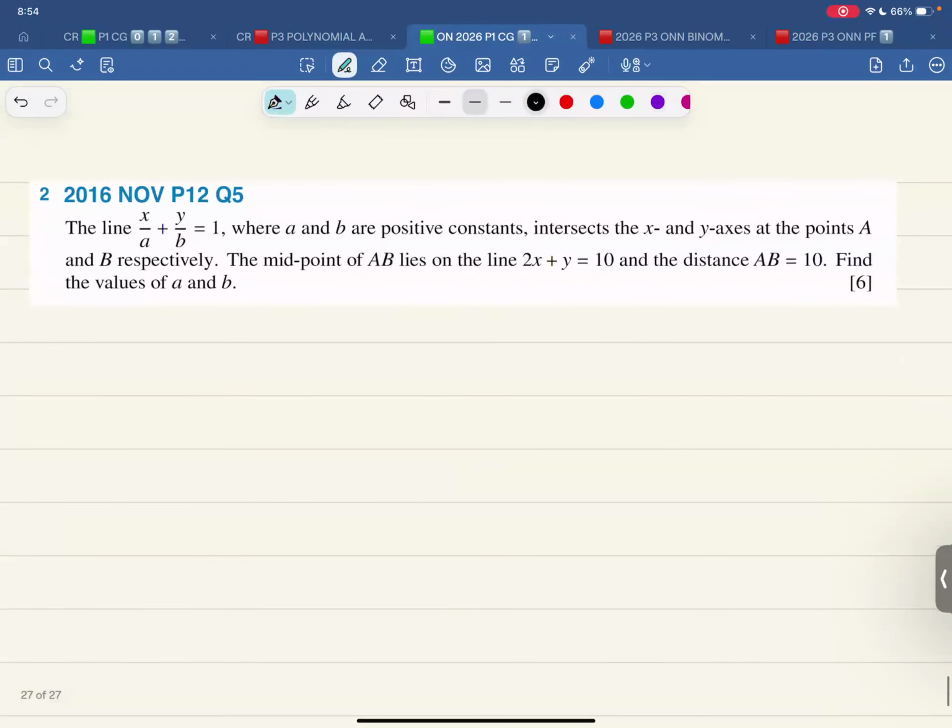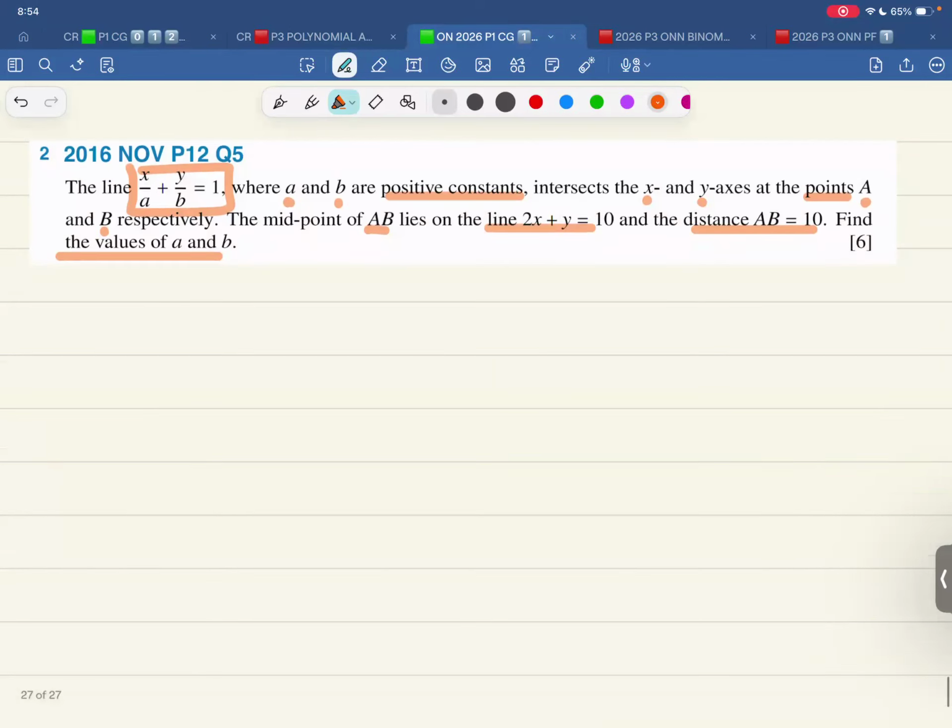Now let me solve this thing. Let me highlight things. Hold for a second. Okay. The line, where a and b are positive constants, intersects the x-axis and y-axis at the points A and B respectively. The midpoint of AB lies on this line, and the distance AB is 10. Find the values of a and b.